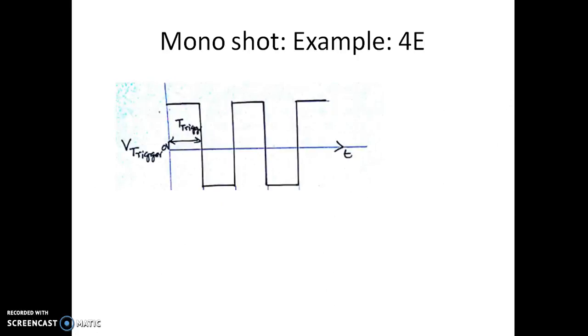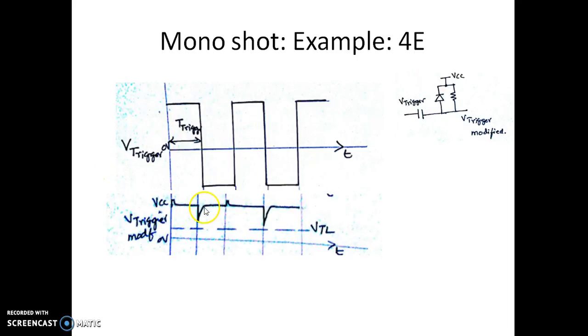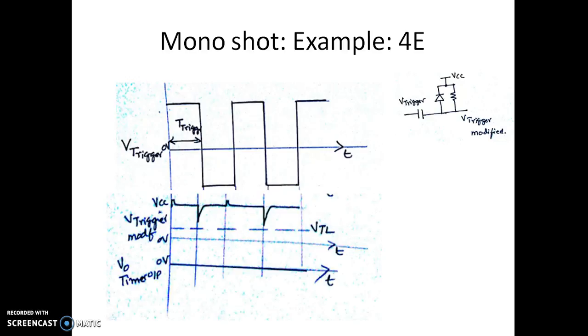Now we shall see one more case with the same trigger signal. Suppose I have this circuit having a resistor and capacitor with a diode. Suppose the amplitude of this trigger signal is a bit less, so I will end up with this type of modified trigger signal, which generates the spikes. Since the amplitude is small, you can see this spike is not going below VTL. If the spike is not going below VTL, we know that the 555 timer will not go to the quasi-stable state at all. The output remains at 0. You can see now it is always 0.